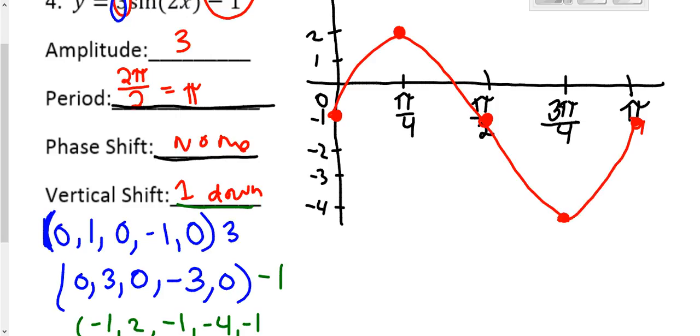So there we go. So we have an amplitude of 3, so these go down 3, this goes up 3, and then the period is 0 to pi. We have no phase shift, and we do have a vertical shift, so it's not at 0, it's at negative 1. So there's our graph.